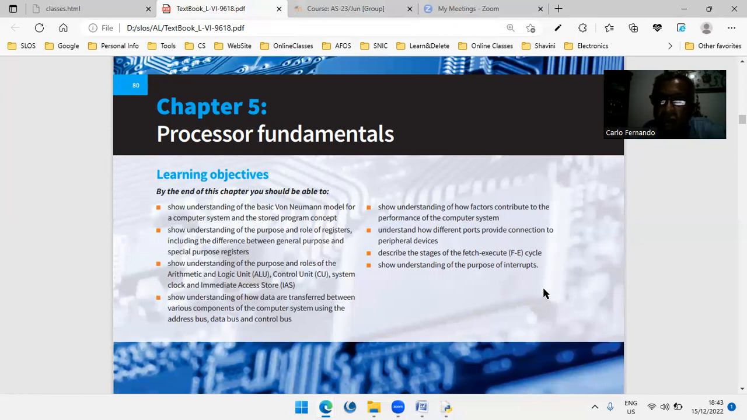Fetch a pail of water. You may have heard, no? Jack and Jill. Fetch a pail of water. Bring or get. Get an instruction, then execute it. That's the CPU's main job, isn't it? So that cycle also you will understand. Before execute, there's a decode also: fetch, decode, and execute. There's another stage there. And understand the purpose of interrupts.